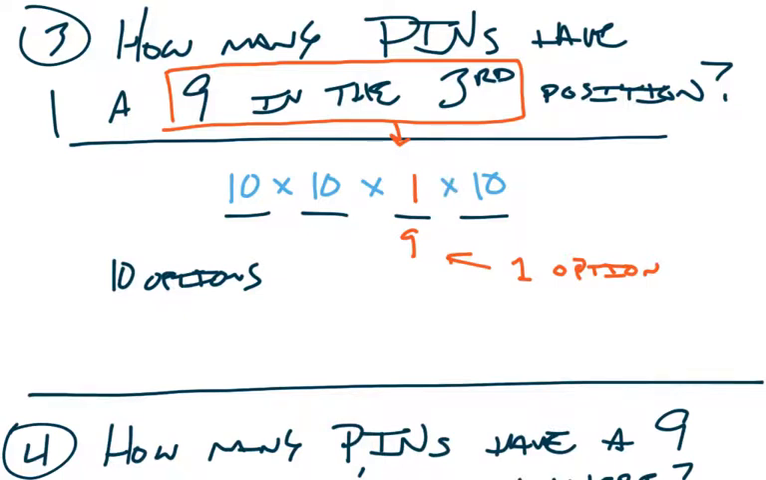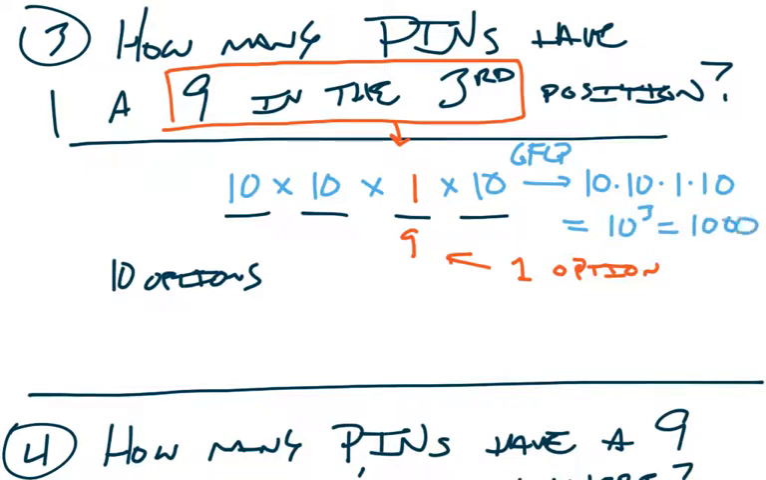Multiply these all together to get your answer. And again, this is by the generalized fundamental counting principle. This is going to be 10 times 10 times 1 times 10, and that is 10 to the power of 3, which is 1,000 options. Or pins, I guess. We can be very specific now because we're talking about pins. So there are 1,000 pins that have a 9 in the third position.